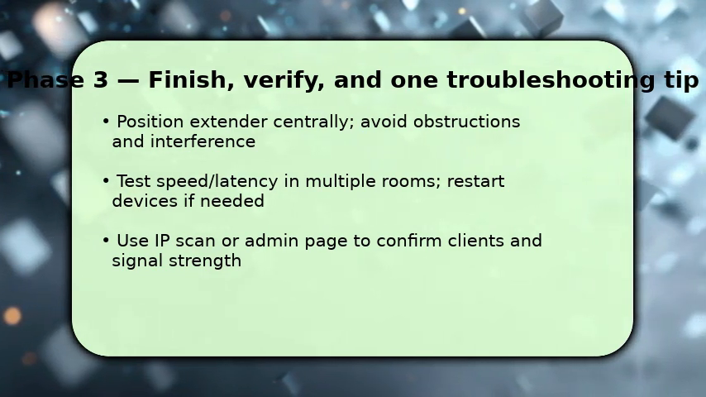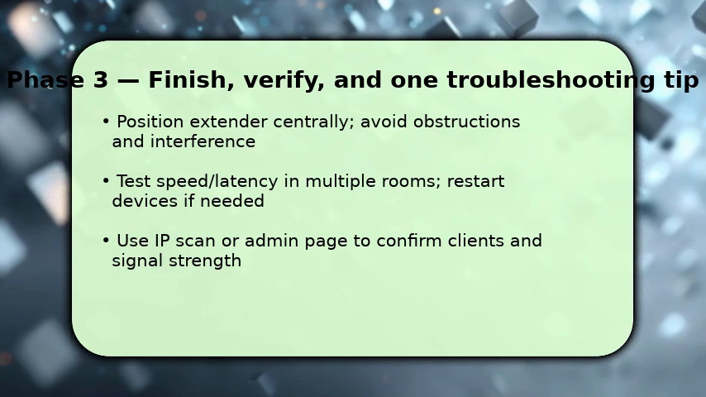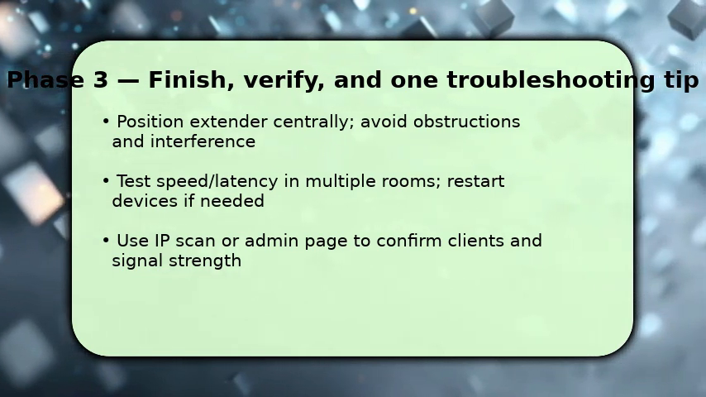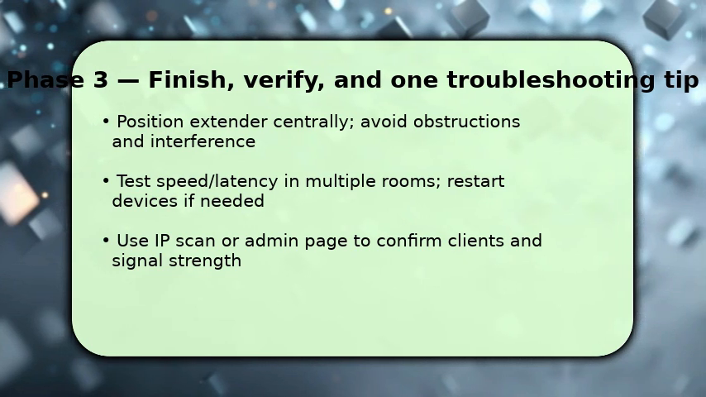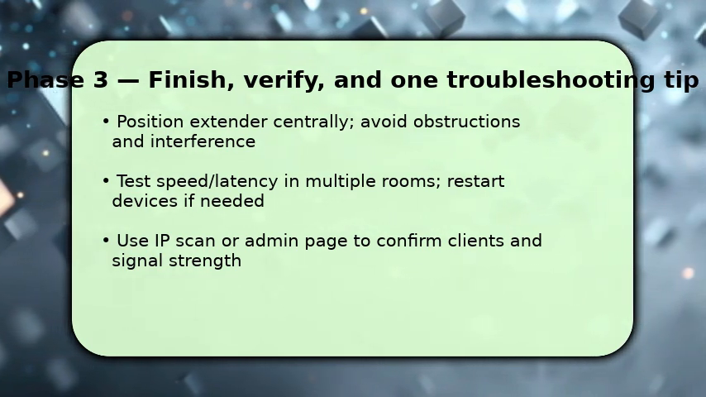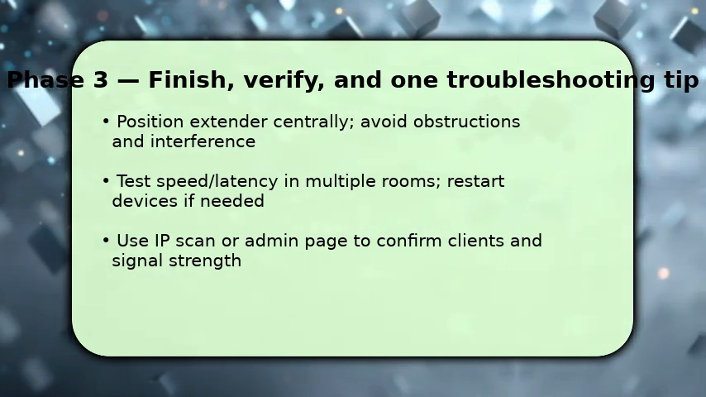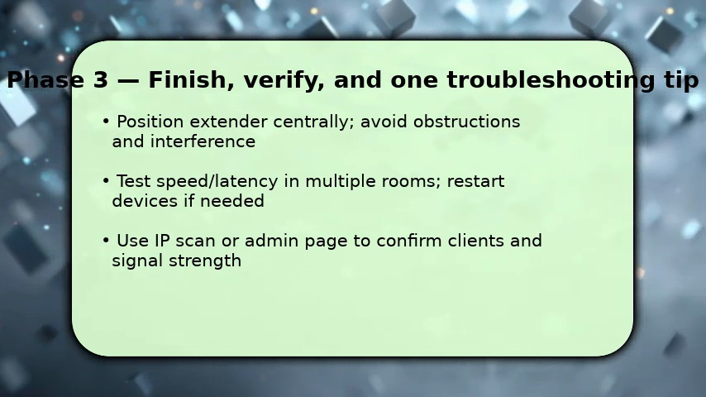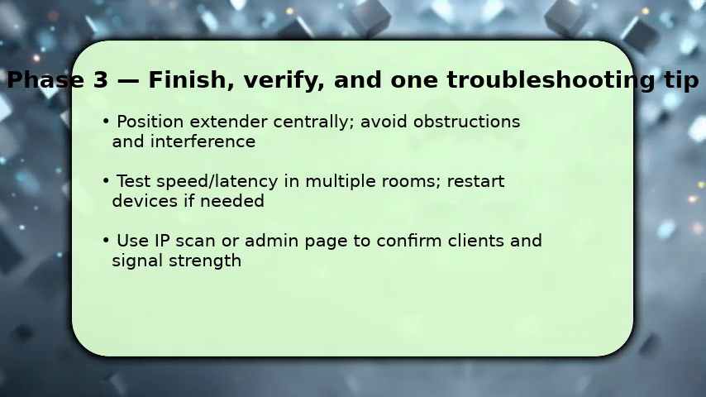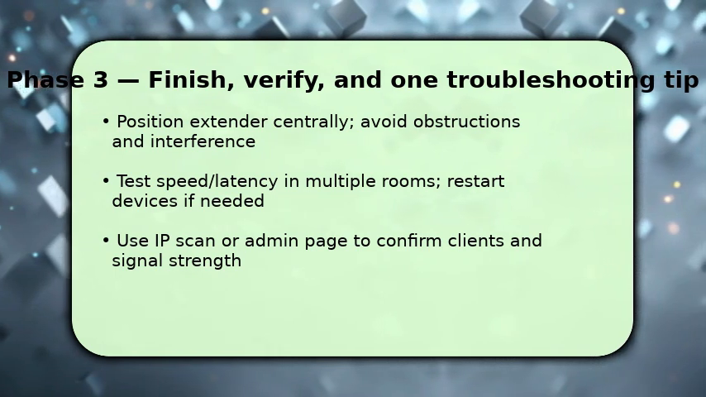If performance lags, reboot modem and extender, then recheck channels and DHCP settings. One key tip: if devices fail to get an IP, ensure duplicate DHCP is disabled on the extender. This is the most common configuration error to resolve quickly.